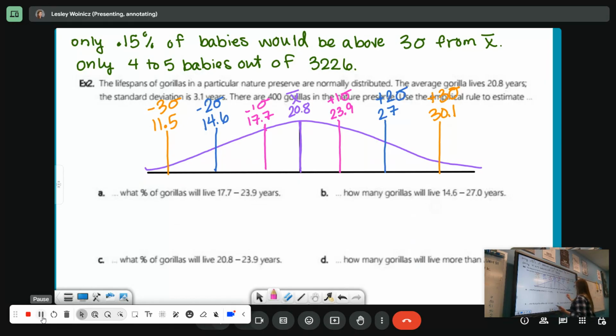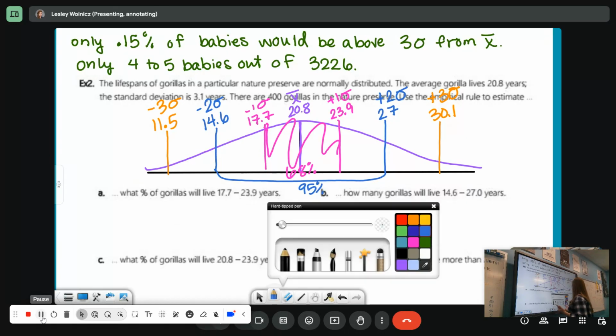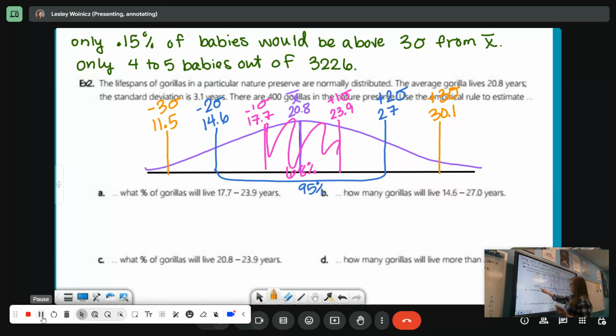So our empirical rule says that within 1 standard deviation, this is 68% of our data. Within 2 standard deviations, that's 95%. Within 3 standard deviations, that is 99.7% of our data falls within that range.